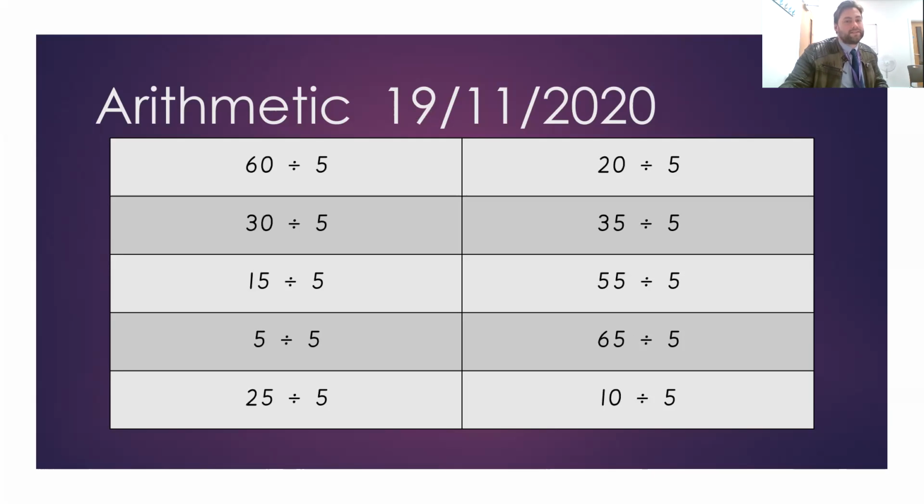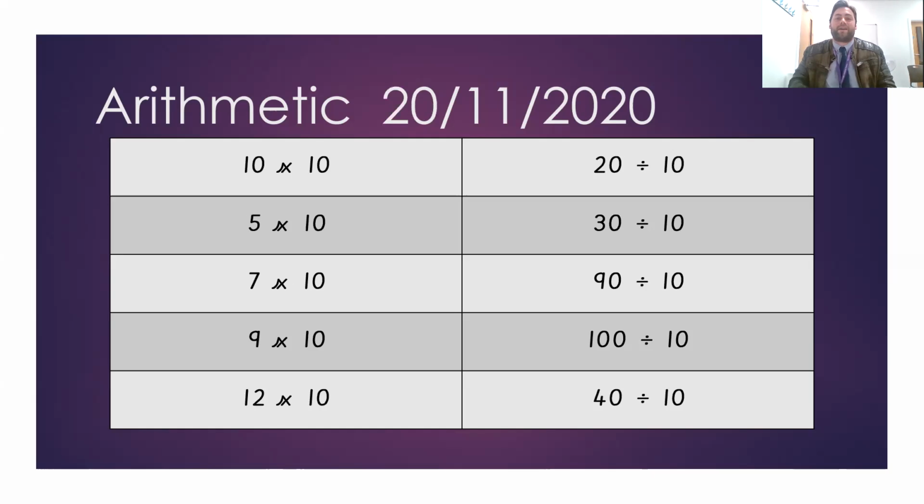And then for Thursday, the 19th, we're going to do the inverse, but still with the 5 multiplication facts. So it's 60 divided by 5, 30 divided by 5, 15 divided by 5, 5 divided by 5, and 25 divided by 5. Then we've got 20 divided by 5, 35 divided by 5, 55 divided by 5, 65 divided by 5, and 10 divided by 5. Sorry, it sounds like I'm saying 5 a lot. It's the 5 times table.